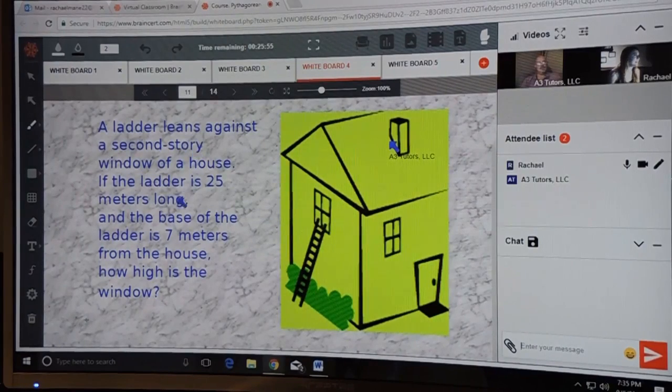A ladder leans against a second-story window of a house. If a ladder is 25 meters long and the base of the ladder is 7 meters from the house, how high is the window?